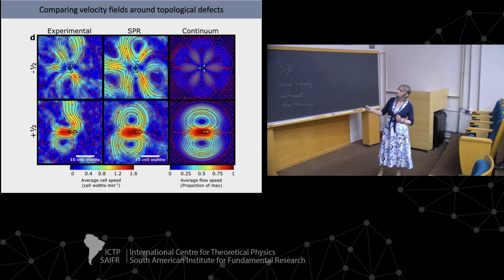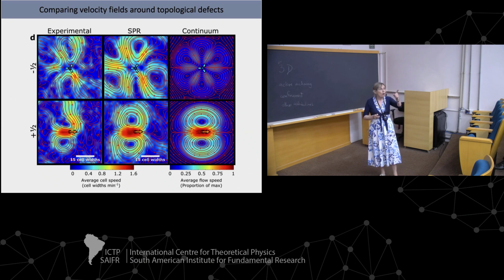This is the continuum simulations, and there are no fluctuations, so it's really easy to measure these velocity fields. I said the plus half defects are motile, so this one's busy moving off in that direction. Here you can see the threefold symmetry of the minus half defect.